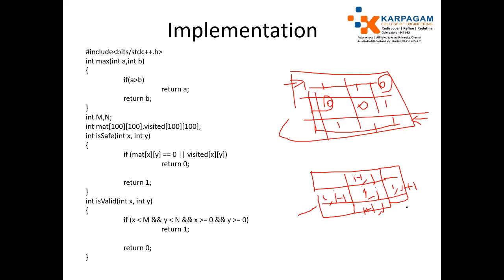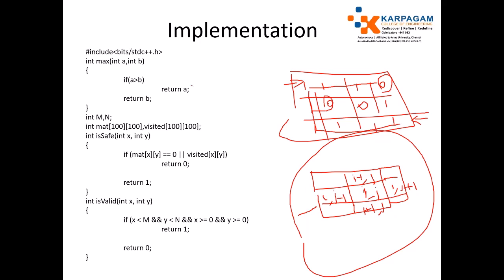For example, now you are at i, j. If the i, j position reaches n minus 1, the upper bound of the matrix, it is not possible to move. That also you have to check. That is why you define a function. So for moving forward, backward, upward, downward, we can use this logic.